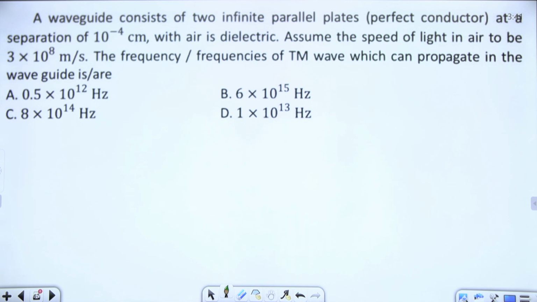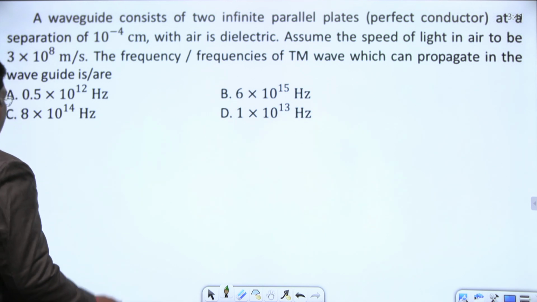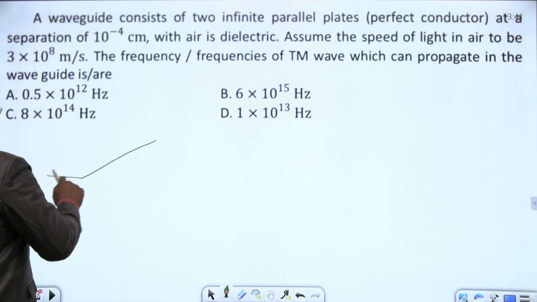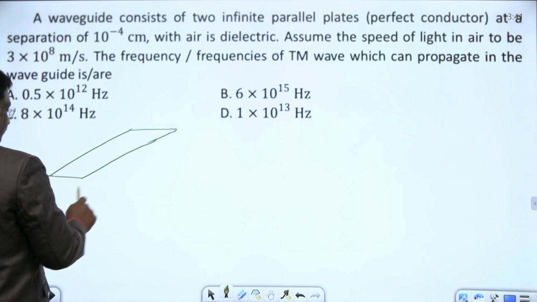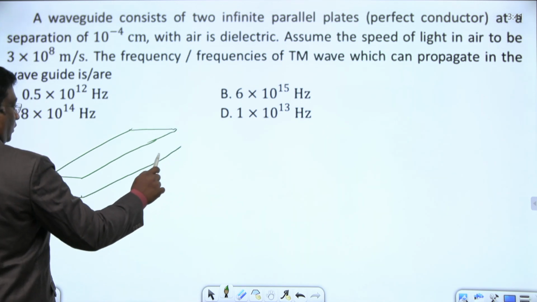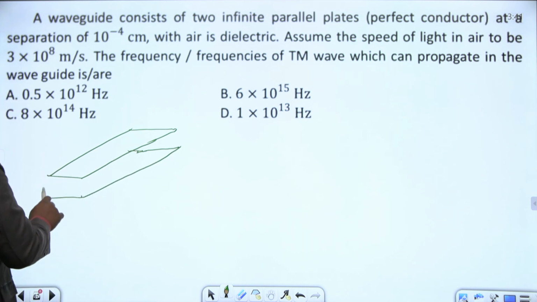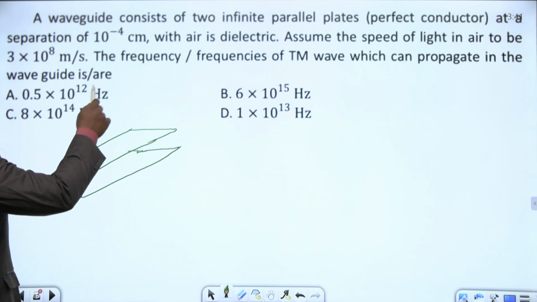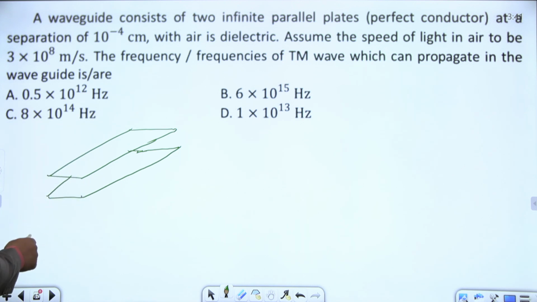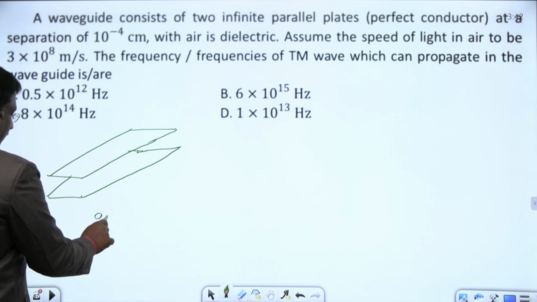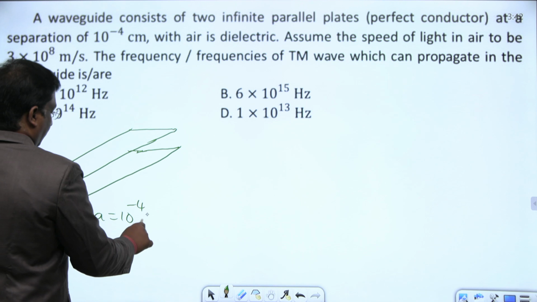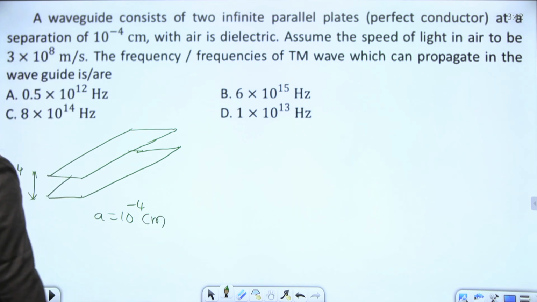A waveguide of two infinite parallel plates. It's a parallel plate waveguide given like this. The separation between the two parallel plates is mentioned. What is the separation between them? A is given as 10 power minus 4 centimeters. Assume the speed of light in air, they have given it.